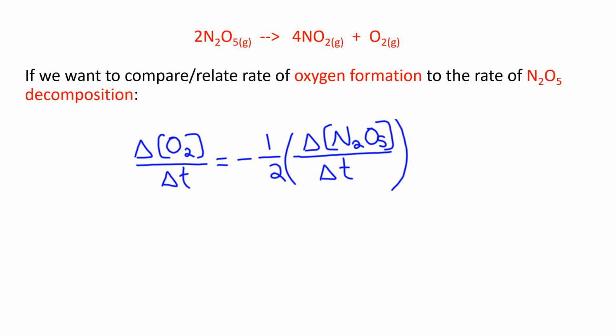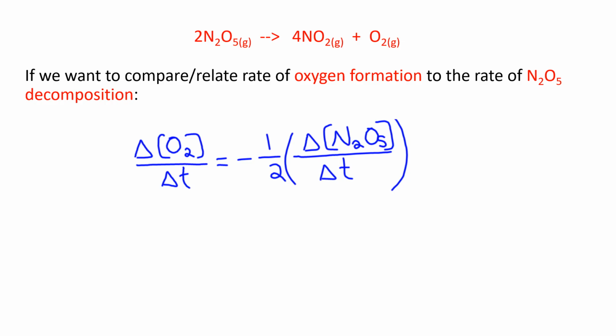So let's talk about why it's negative on this side. And that's because if we want these two to be equal to each other, we know that oxygen is going up in concentration, so that would have a positive value. And we know that N2O5 is going down in concentration because it's a reactant, so it would have a negative value. So taking the negative of it would turn our answer positive, right? The negative of a negative.